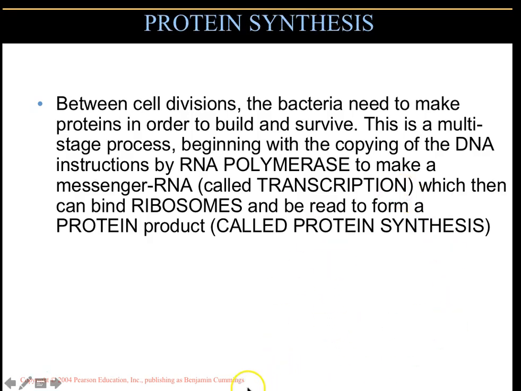Now, between cell divisions, this is when you're going to be doing the protein synthesis. A cell, whether it's bacteria or your own cells, has to express itself. They have to make things. They have to grow. They have to make toxins or other types of signal molecules. And this is the time that they're going to do it. They're going to do it between divisions. So between cell divisions, the bacteria need to make proteins in order to build and survive.